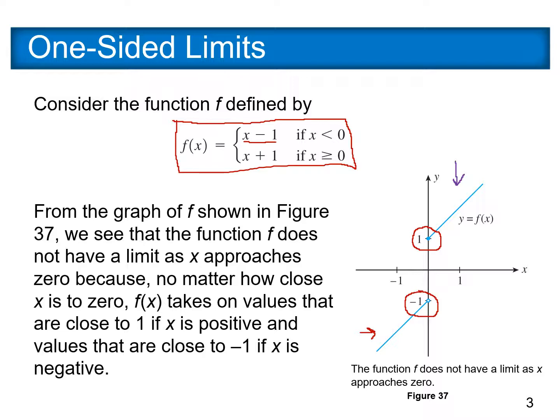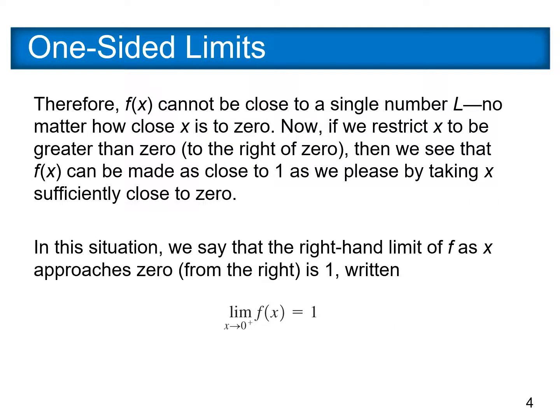All right. So in other words, what we see here is that for this specific point, we don't have a limit because we would get two different values if we approach the function from the left or from the right. Therefore, f cannot be close to a single number L, like we learned in the previous lesson, no matter how close x gets to 0, because there's never going to be one value alone that will express that approximation.